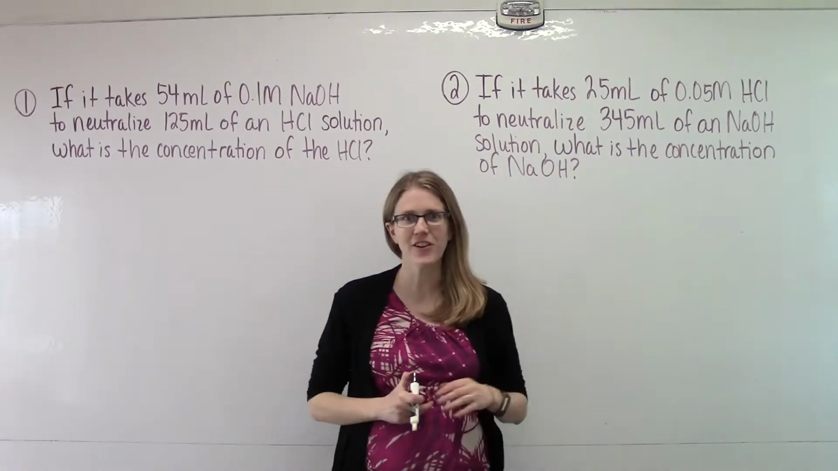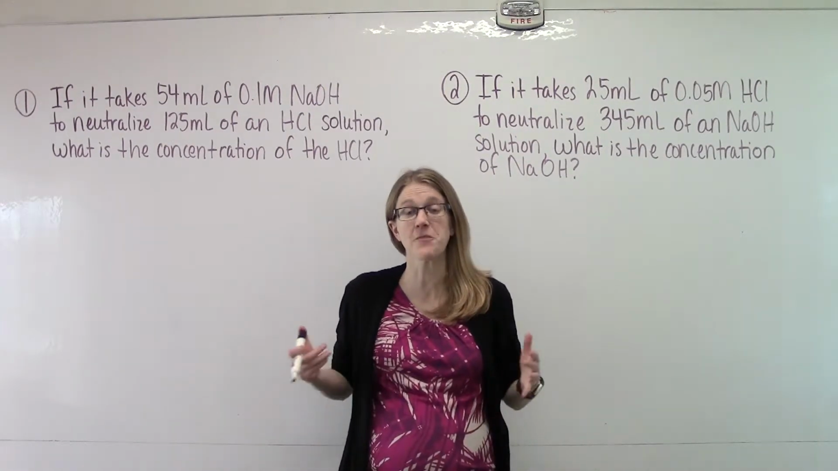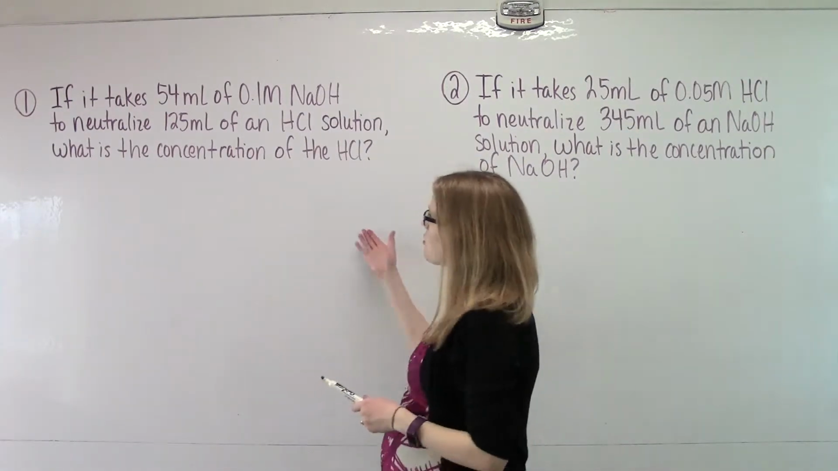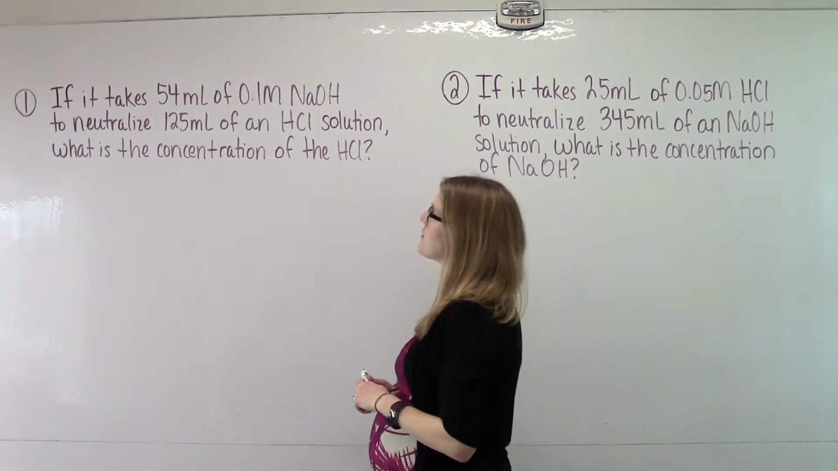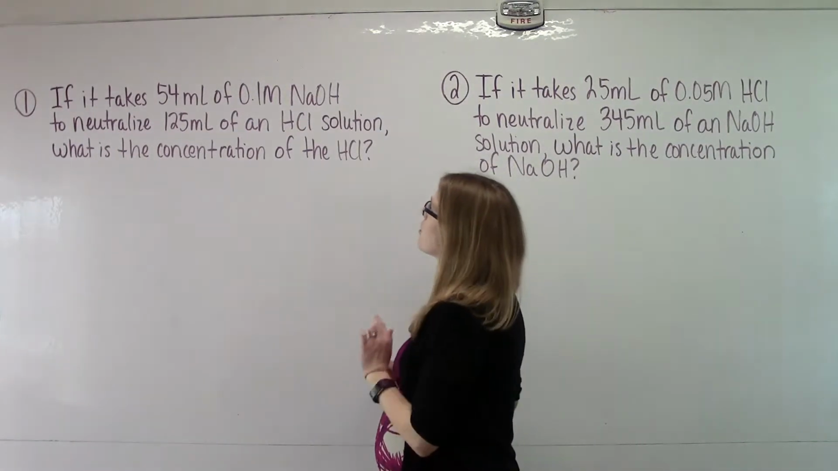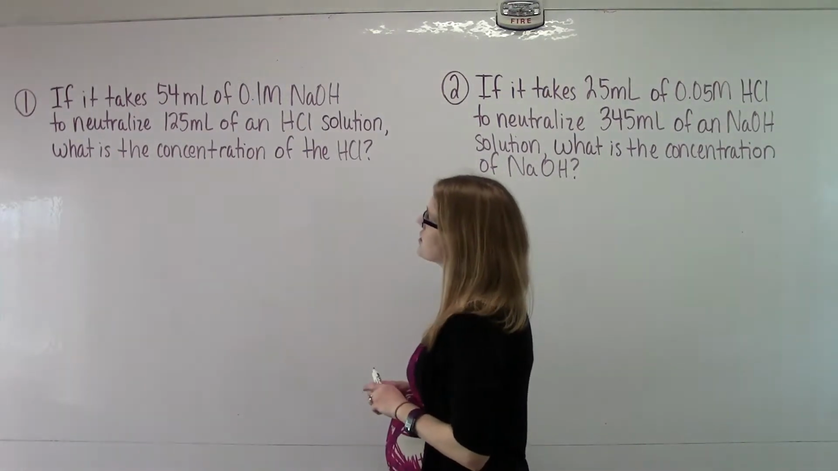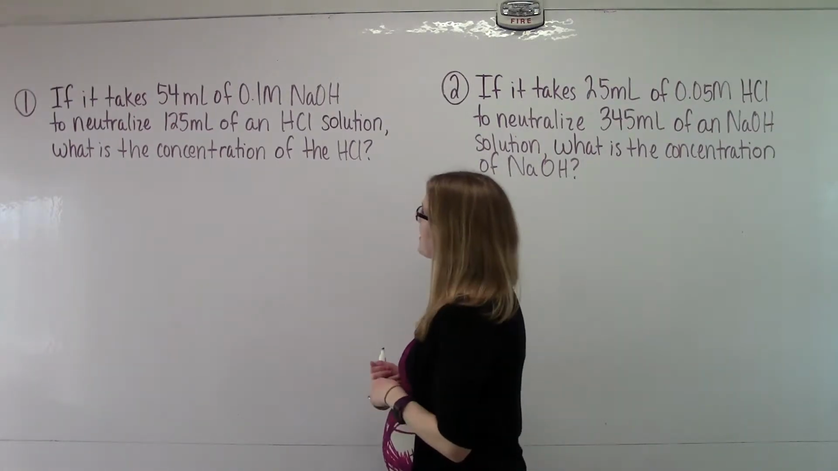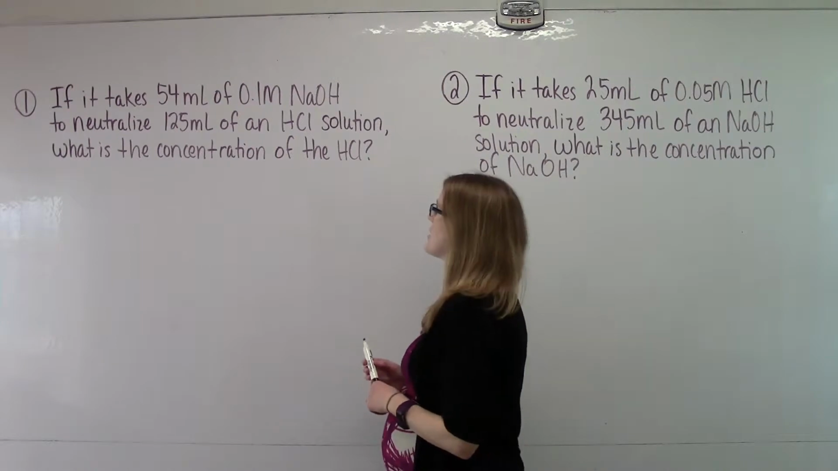We're going to talk about titration calculations and how to successfully complete a titration calculation. Here is what one will look like. If it takes 54 milliliters of 0.1 molar sodium hydroxide to neutralize 125 mL of an HCl solution, what is the concentration of the HCl?